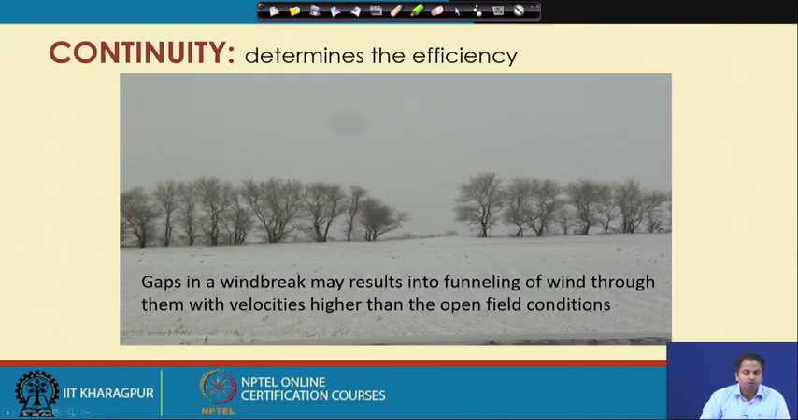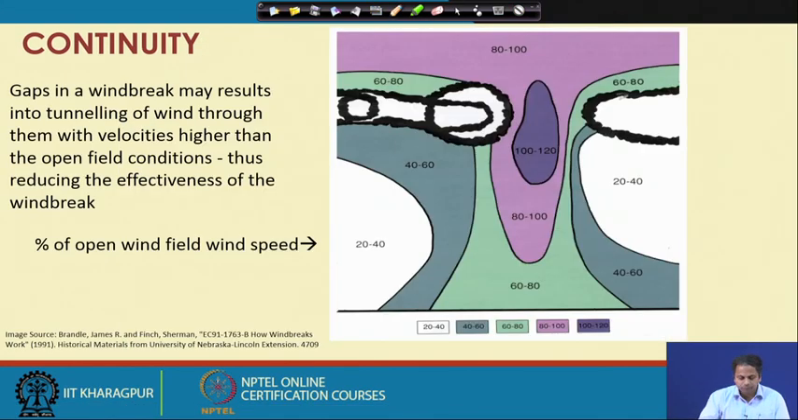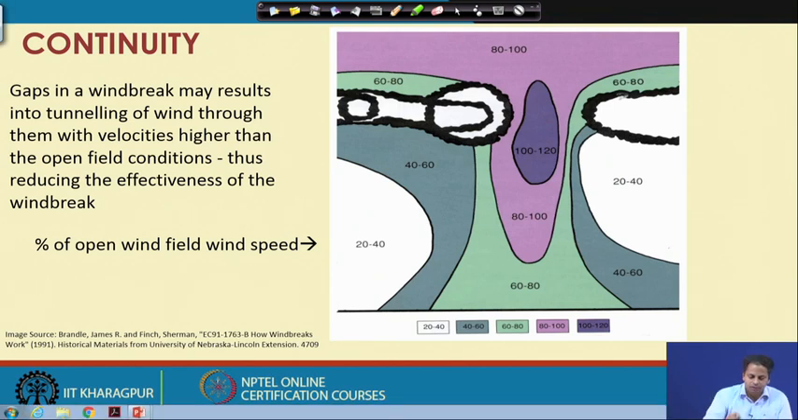Now continuity. This continuity is very important because it determines the effectiveness or efficiency of your windbreak. This figure shows the effect of continuity. Suppose this is a windbreak, and it has some break in between. So this is some gap in between. Because of this gap, there is an increase in wind velocity.